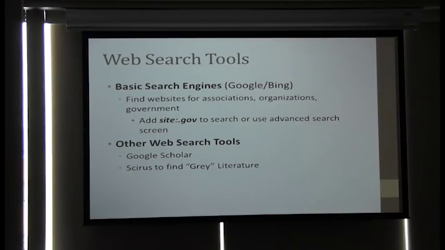So you can also use advanced search screens to limit your search on web search engines. Sometimes they're a little hard to track down. And then other web search tools, Google Scholar has kind of taken over, and it's a really good resource to find scholarly information. And then Scirus is another search tool that you can use to find gray literature as well as other articles. I've noticed with Google Scholar that a lot of the articles it'll take you to, you have to pay to view the article.